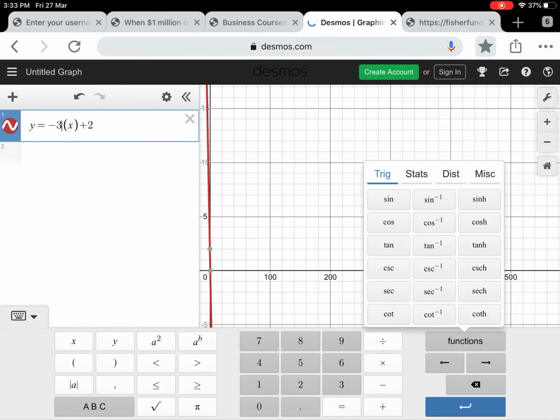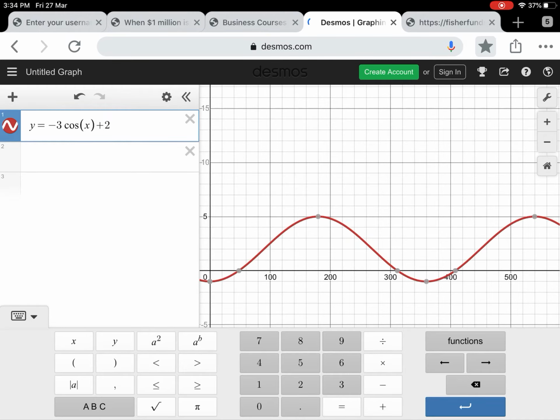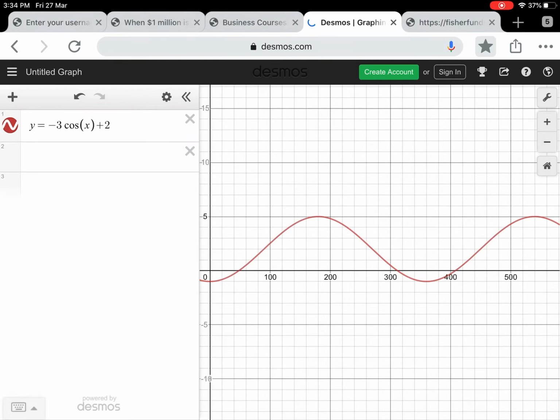Oh, tricky. I don't need that bracket there, just so I don't confuse you guys. So let's take a look. Does that look more like it? Indeed it does. So Sophie was onto something when she talked about the negative thing.